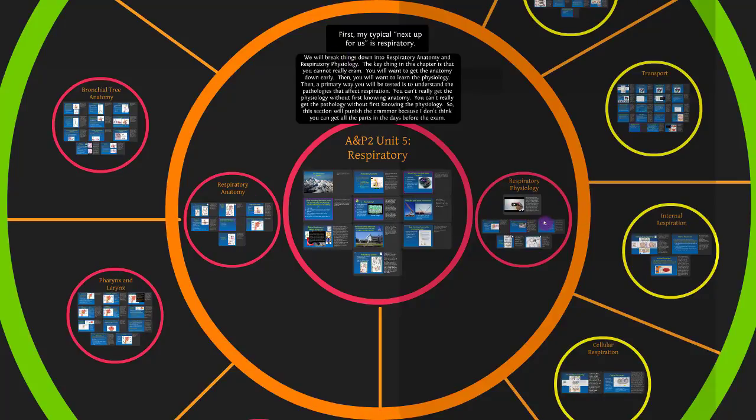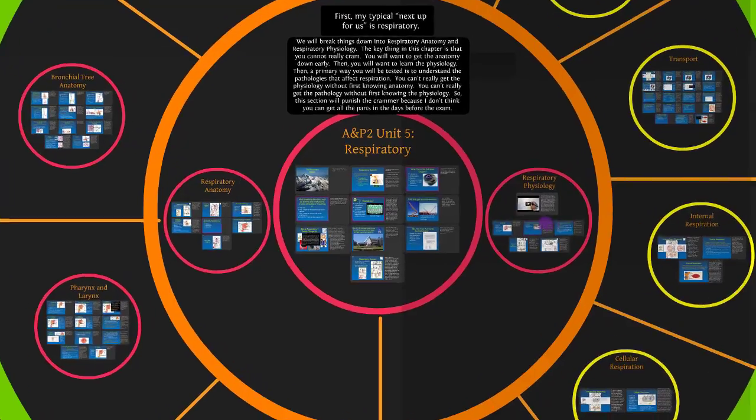The key thing in this chapter is that you can't really cram. You'll want to get the anatomy down early, and then you'll want to learn the physiology. Then a primary way you're going to be tested is to understand the pathologies that affect respiration. You can't really get the physiology without first knowing the anatomy. You can't really get the pathology without first knowing the physiology. So this section will punish the crammer because I don't think you can get all those parts in just a few days before the exam. You got to get the anatomy done early, then you got to work on the physiology, and then you got to wait for the pathology to click too.